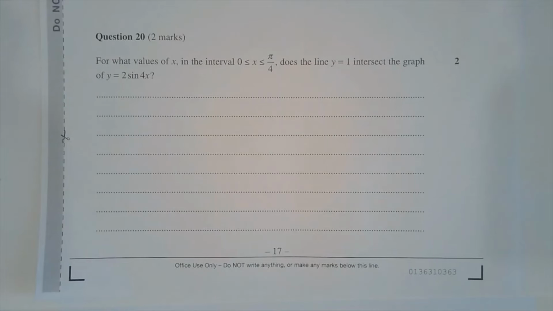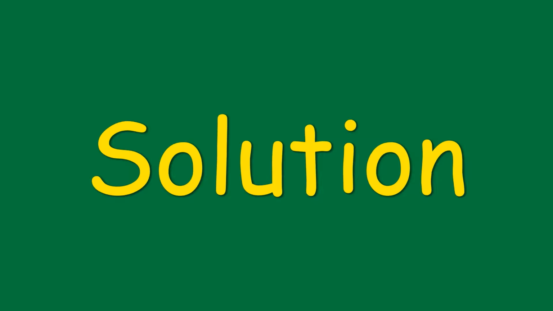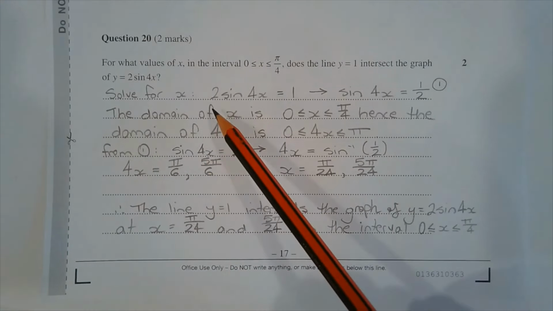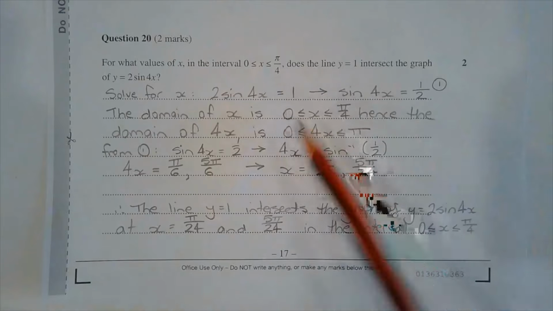Question 20. For what values of x in the interval x greater than or equal to 0 and less than or equal to pi over 4 does the line y equals 1 intersect the graph of y equals 2 sine 4x? Solve for x the equation 2 multiplied by sine of 4x is equal to 1.